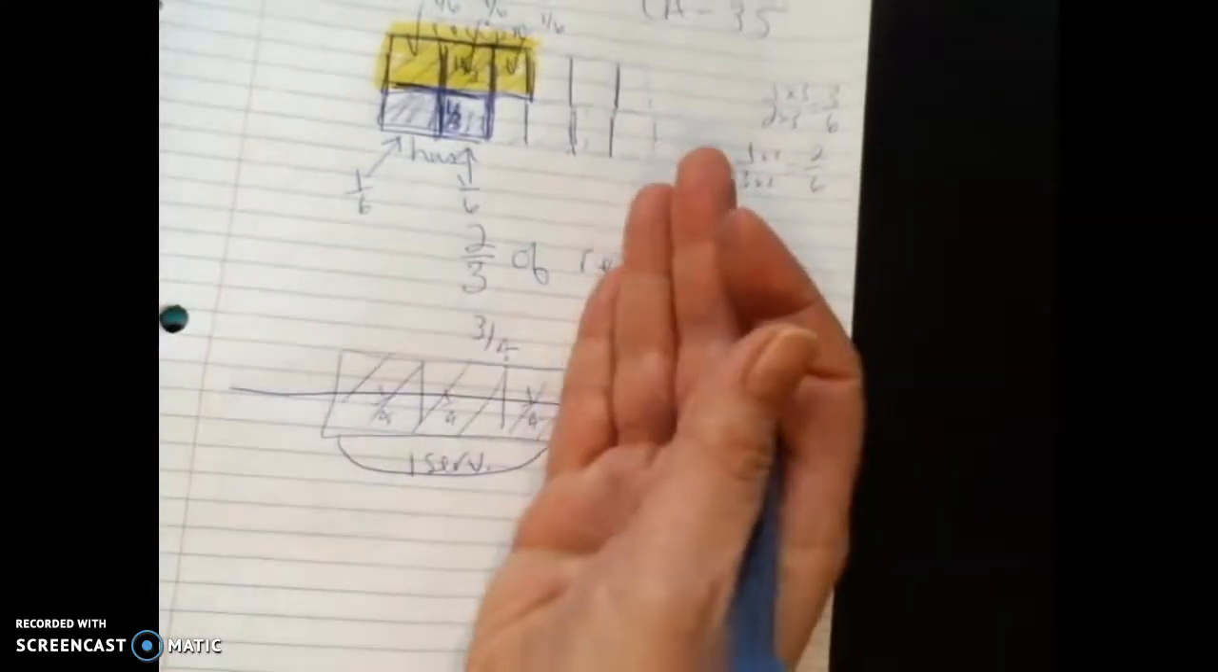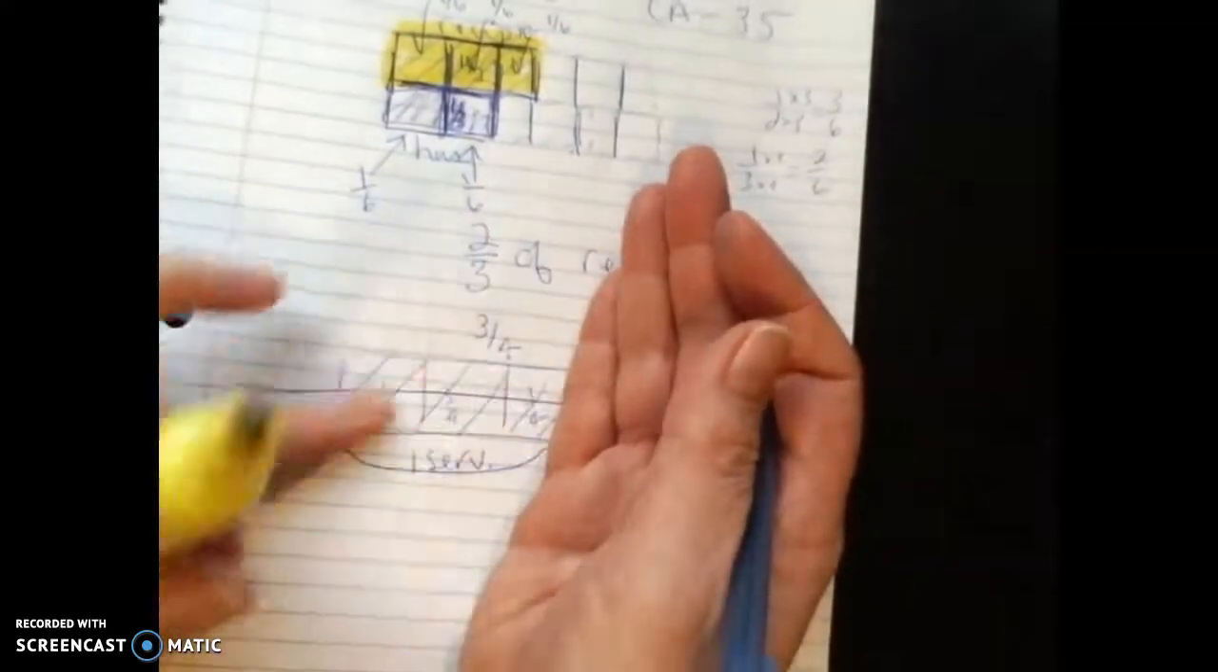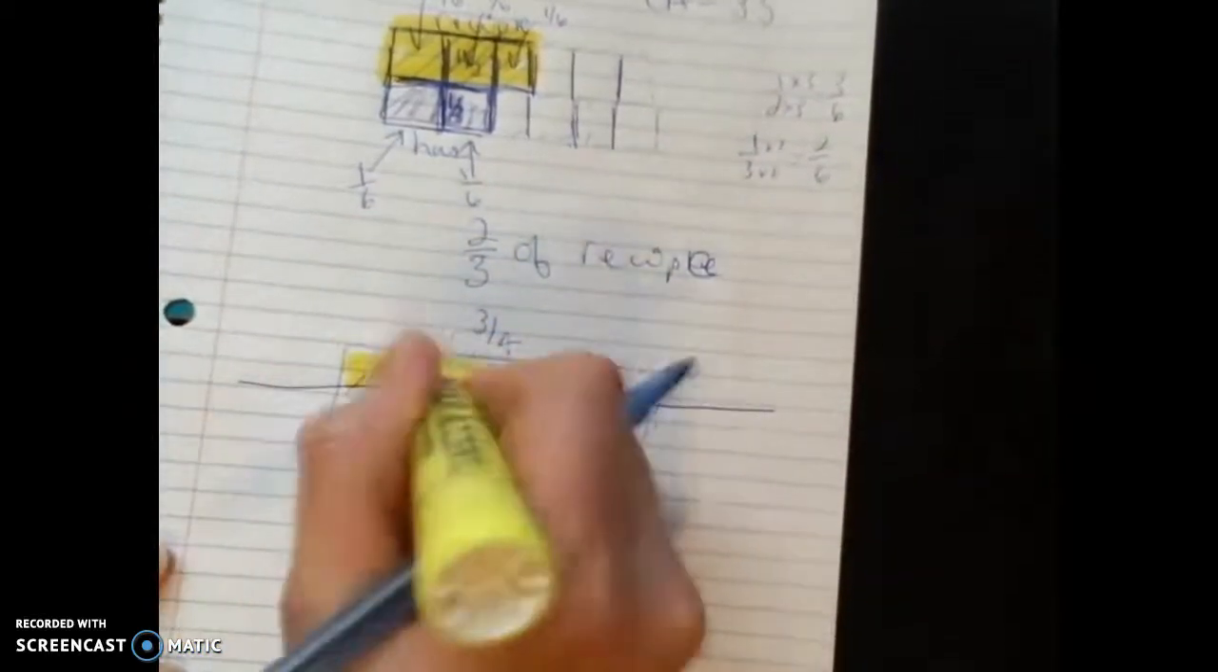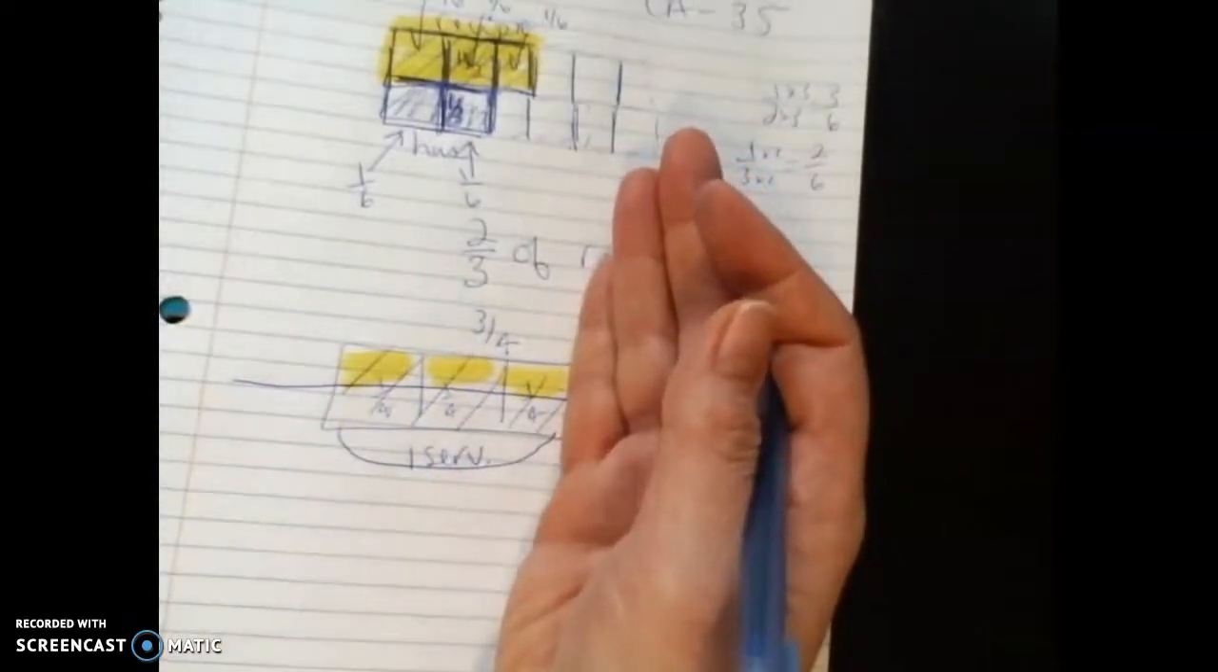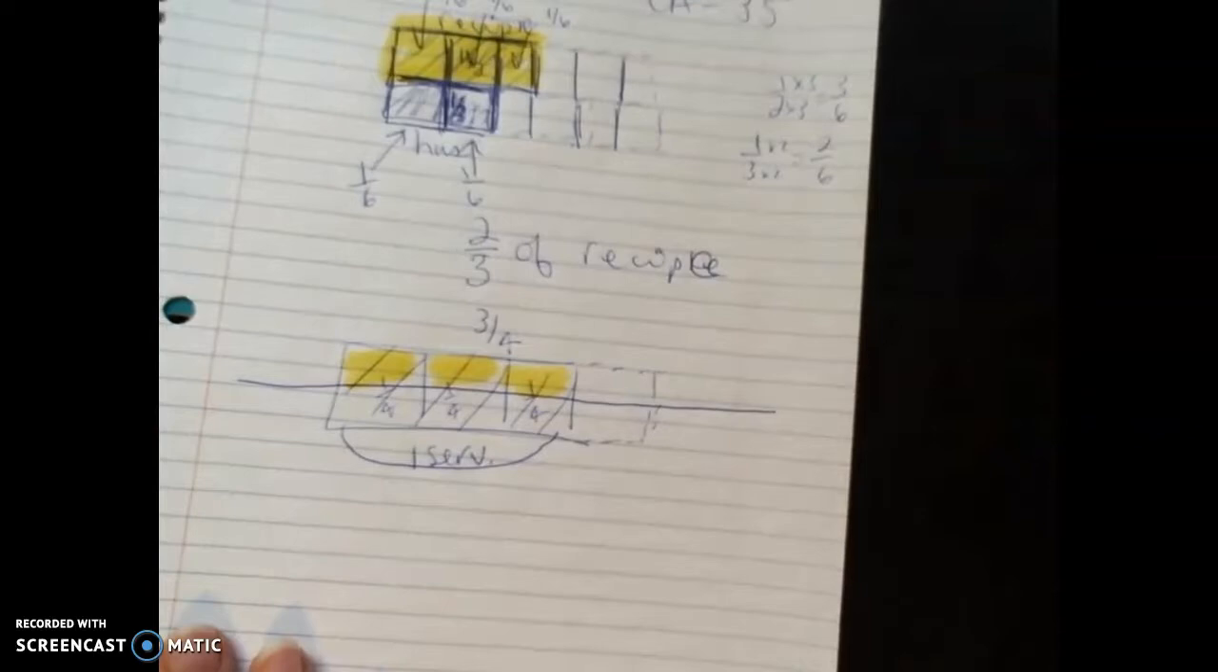So again, here's my serving. There's my whole this time. He wants to eat half of it. So he only wants to eat half of the serving. And then we're going back to our whole again. The question is, explain, let's see, how many cups of cereal?